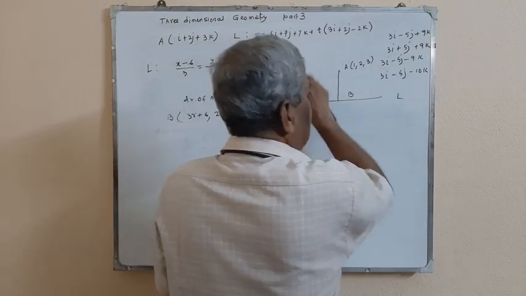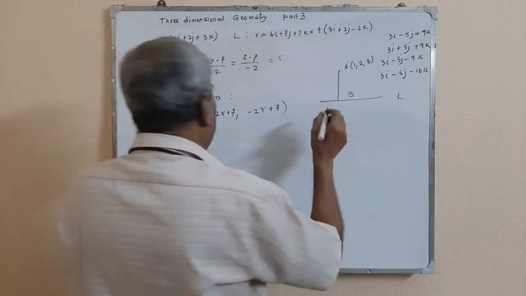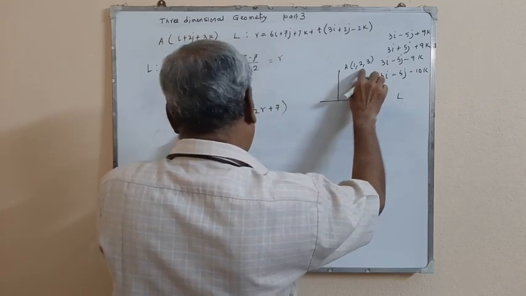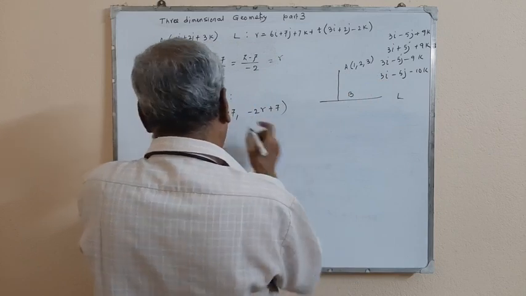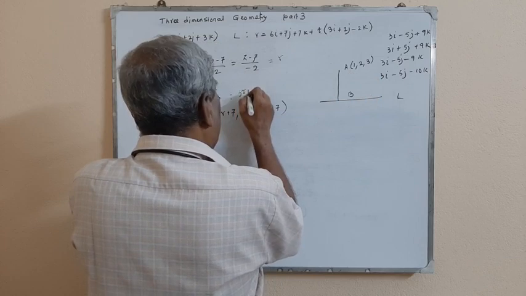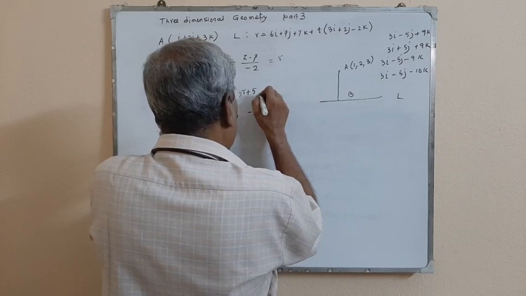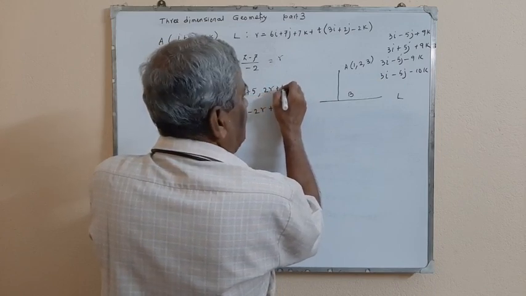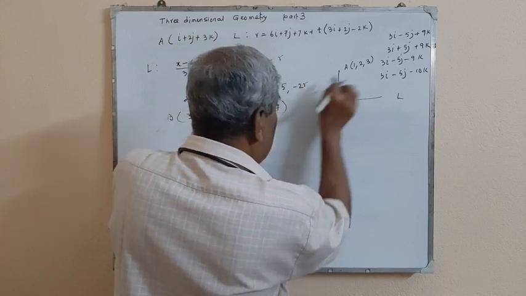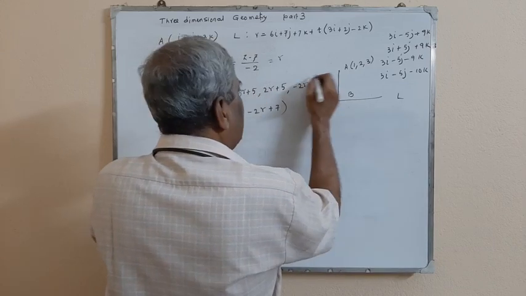Now, direction ratio of AB. B is that and A is this. So direction ratio of AB: this minus 1, that is 3R plus 5. This is 2R plus 7 minus 2, 2R plus 5. This is minus 2R plus 7 minus 3. This is the direction ratio of AB.